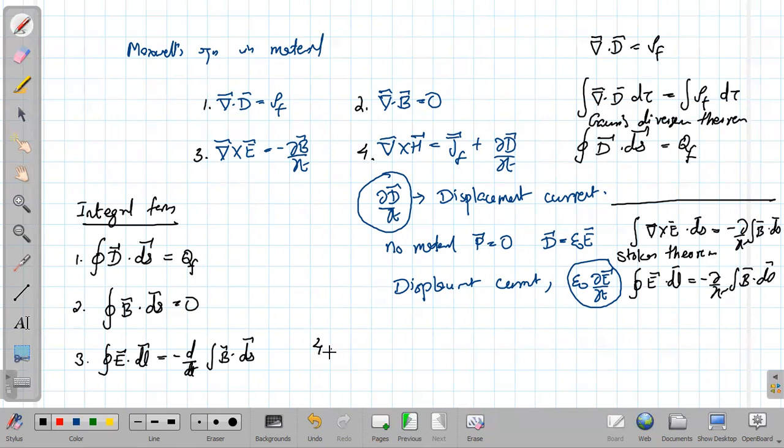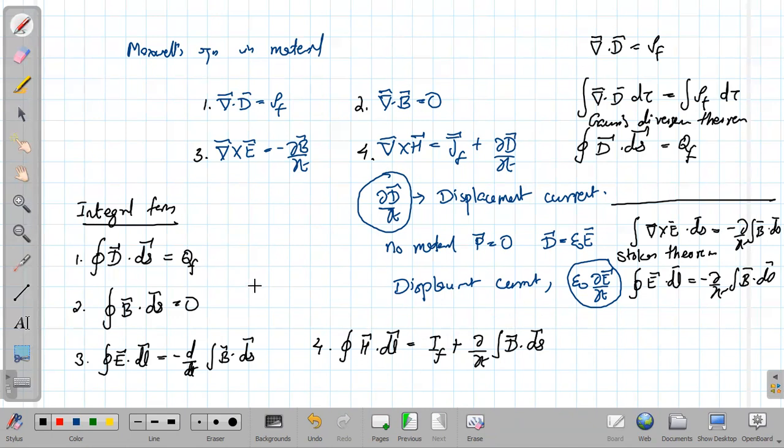Now what would be the last equation? If you convert the fourth equation into integral form, you will get the closed integral H·dl equal to the surface integration of J_f, which gives I_f, plus ∂/∂t of the integral D·da. Okay, so that's all about the integral form of Maxwell's equations in matter.